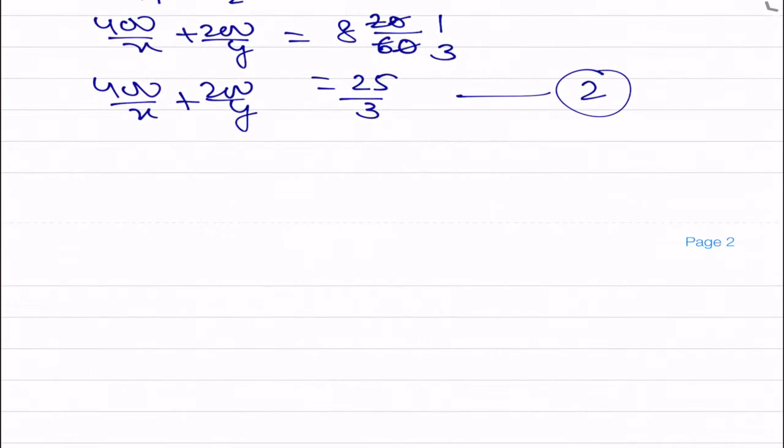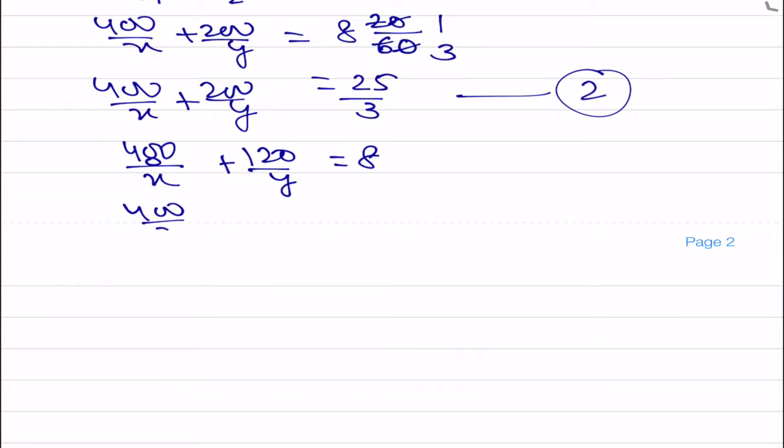Now can we solve both the equations simultaneously? Again see, x and y both are in the denominator. So we will either do it by cross multiplication, substitution or elimination. Choice is yours, children. The first equation is 480 upon x plus 120 upon y is equal to 8. And the second equation is 400 upon x plus 200 upon y is equal to 25 by 3.